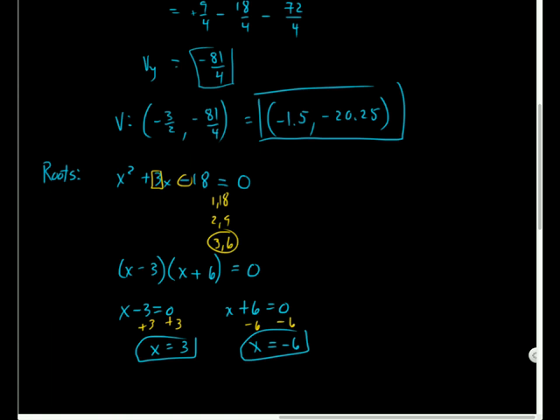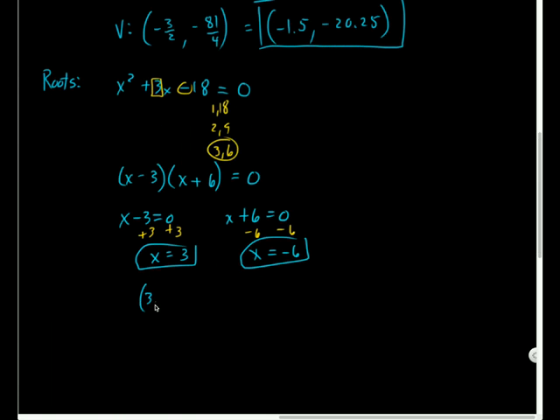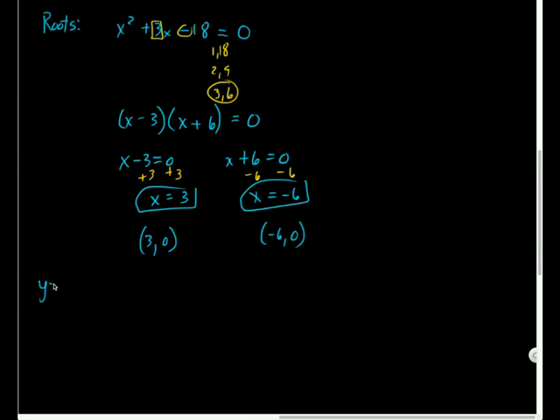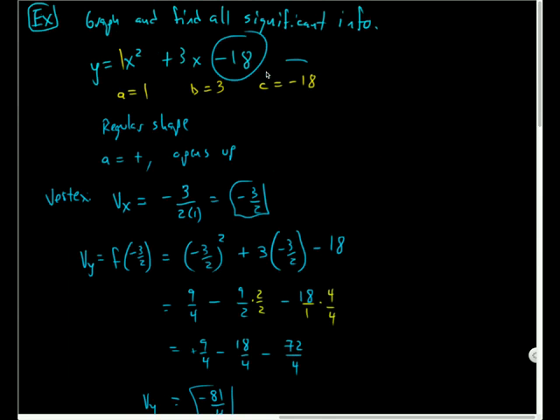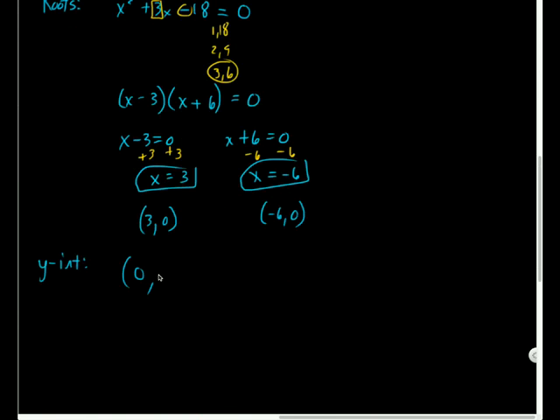Now, some students will incorrectly combine these as a single point. They'll say 3 comma negative 6, and that is not going to be correct. These are two separate points. Sometimes it might not even be a bad idea to think of that as 3 comma 0 and negative 6 comma 0. And let's see, the last significant point we can find is the y-intercept, which is the easiest to find. It's just 0 comma c, and what was c in our problem? Negative 18 right there. We can also see it here and here. So the y-intercept is just 0 comma negative 18.